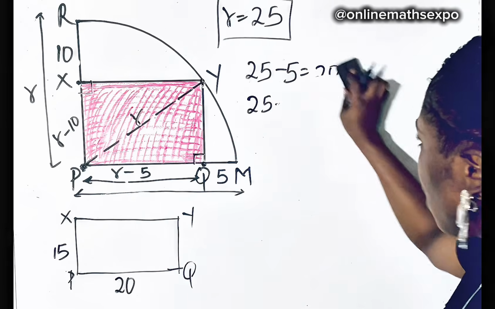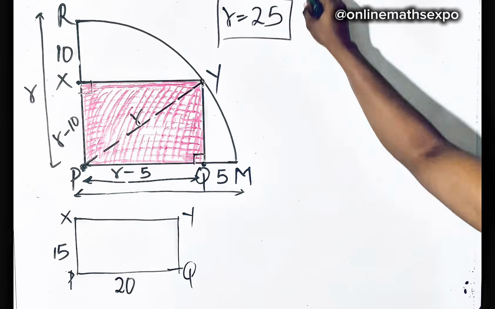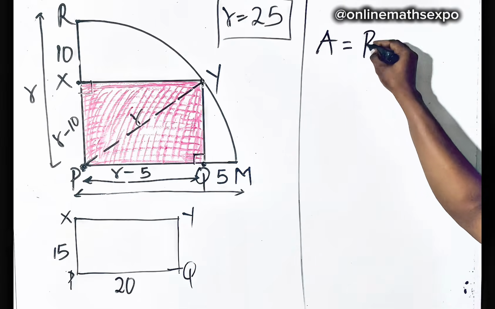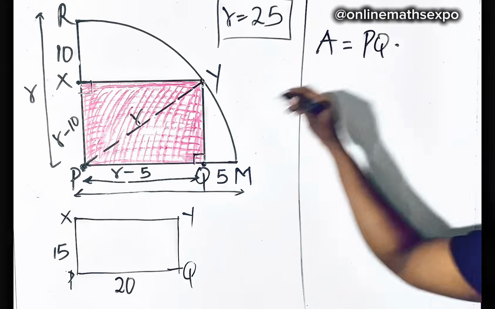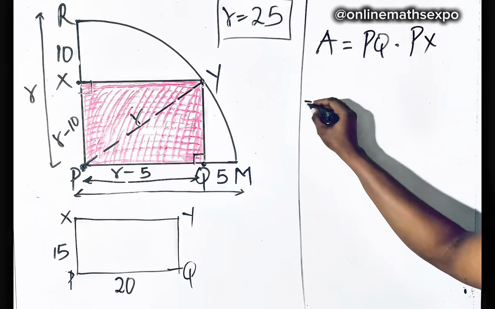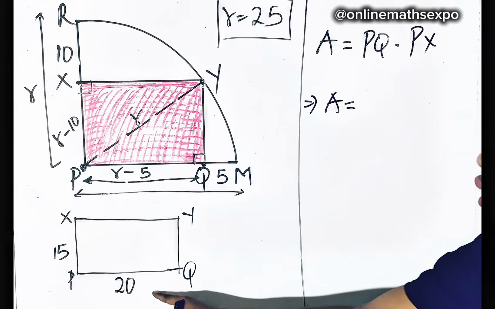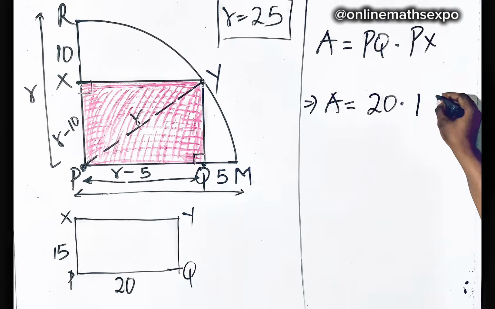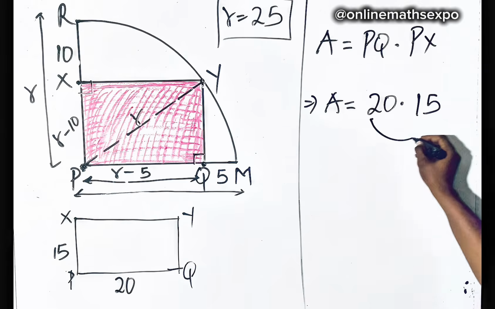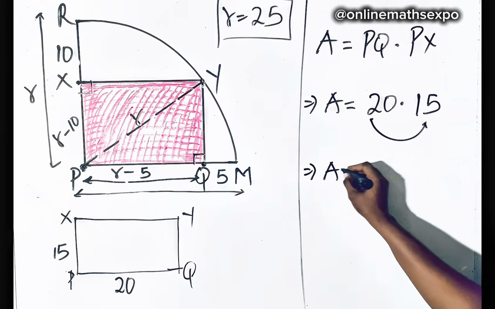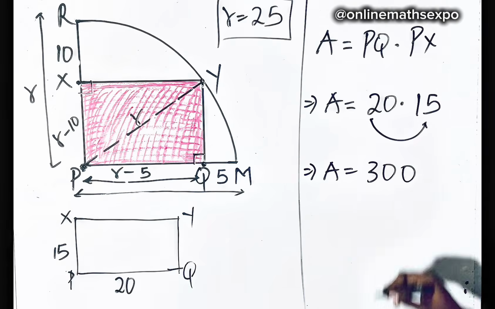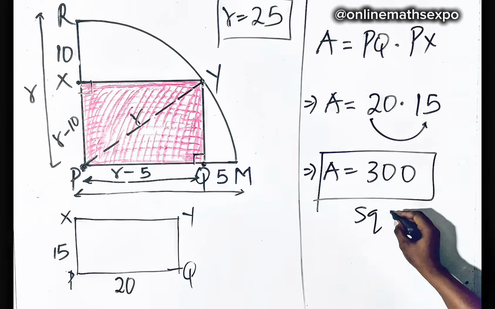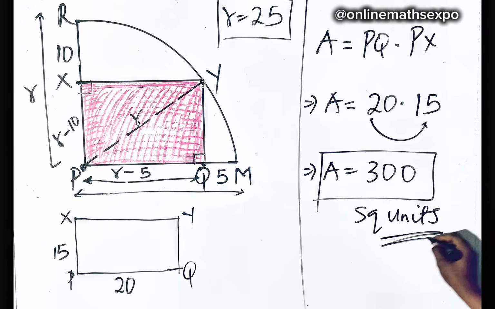Now to get the area of the rectangle, we said area is PQ multiplied by PX. So this is giving us area is equal to 20 multiplied by 15, since this length is 15. So what should we do? Just do 2 times 15, and that gives you 30 tens, which is 300. And that is our answer in square units.